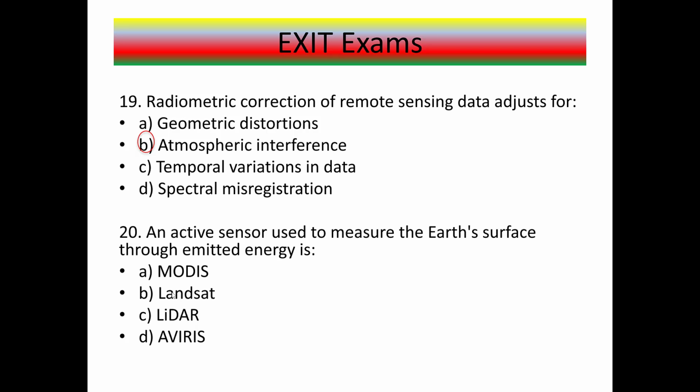Question number 20. An active sensor used to measure the surface through emitted energy is: A. MODIS, B. Landsat, C. LIDAR, D. AVHRR. So the answer is LIDAR. This LIDAR is an active remote sensing system, whereas MODIS, Landsat, and the Sentinels are passive remote sensors.